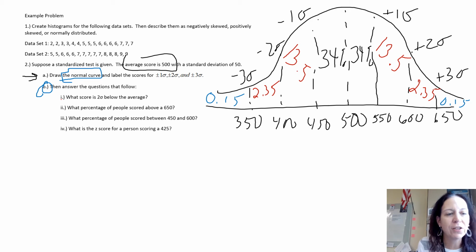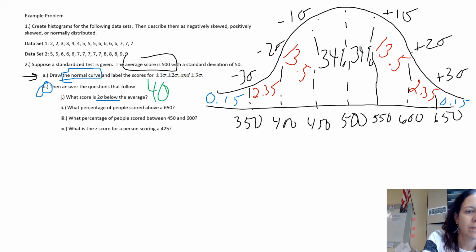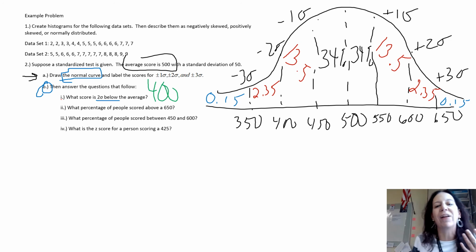So very straightforward. What score is 2 standard deviations below the average? So here's the average. Here's 1 standard deviation below. Here's the 2nd standard deviation below. So 2 standard deviations below, the score is a 400. And it's like literally that easy. And you can just change that question up. So it could be 1 standard deviation below, 2 standard deviations above, 3 standard deviations below. You could even do like half a standard deviation. So you would just go like halfway and see what would be there.